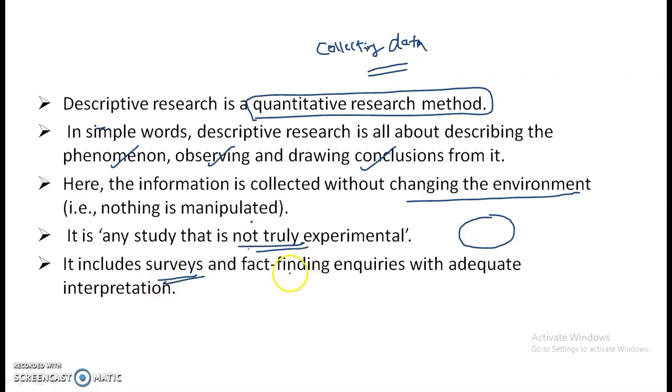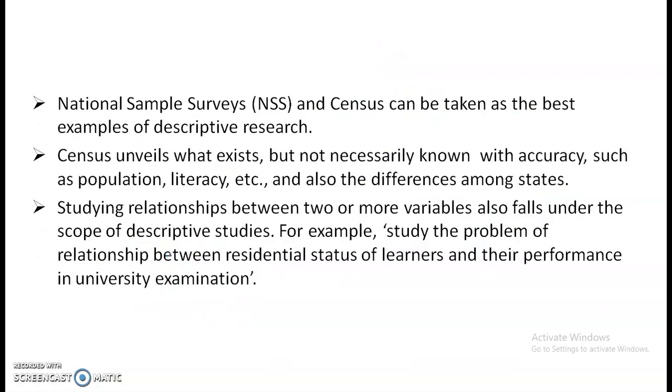It includes surveys and fact-finding inquiries with adequate interpretation. Surveys means, generally, you can observe that the national population survey happens every 10 years, or a decade. That also can be called a descriptive type of research. Whatever survey happens to find out the literacy rate, the employment rate, and the socio-economic status of India, what is the male count and the female count, so collecting the data like that, is the best example of descriptive research. What I told here is the national sample survey, which comes under the best example of descriptive research.